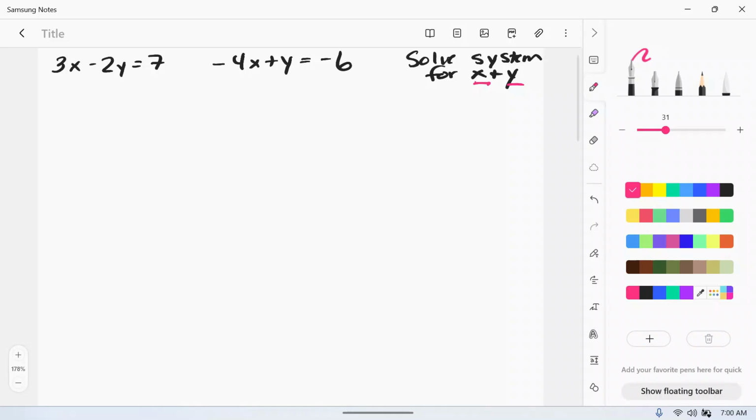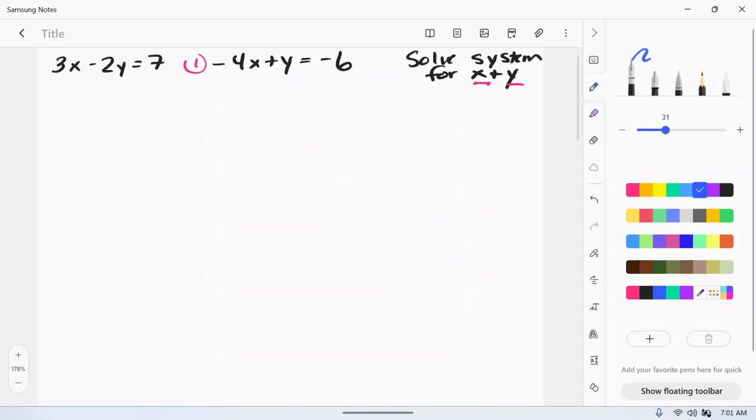What I tend to do is choose one of the equations and solve it for one variable. I look at my equations and figure out which of the variables is easiest to get by itself. I've got a 3x and a 2y on the equation on the left, and I've got a 4x and a y on the right. Well, the y is already by itself, so I'm going to start with this equation right here, and I'm going to get y by itself.